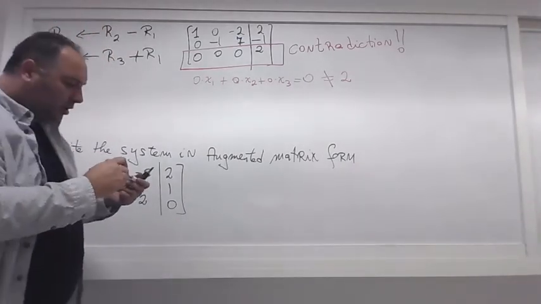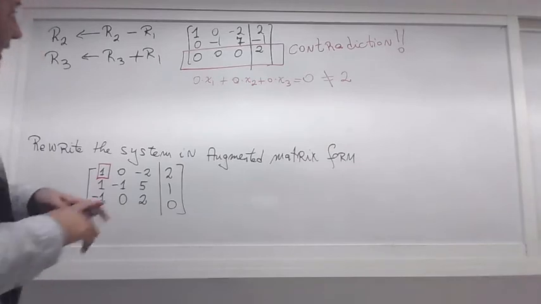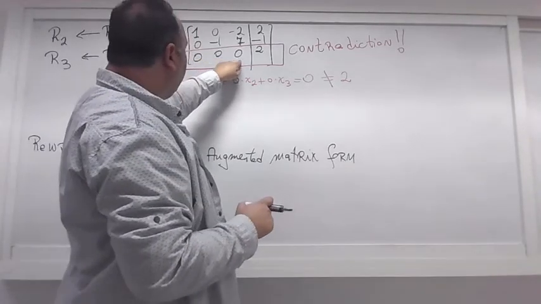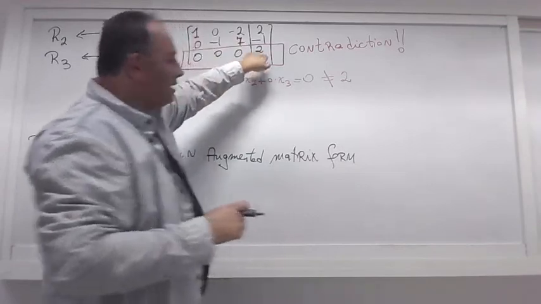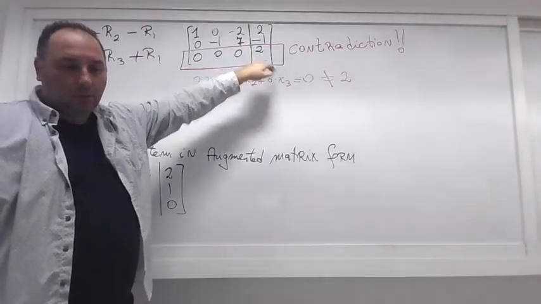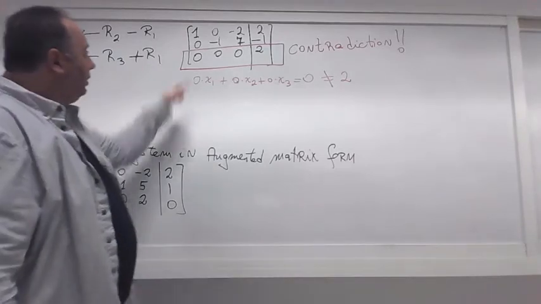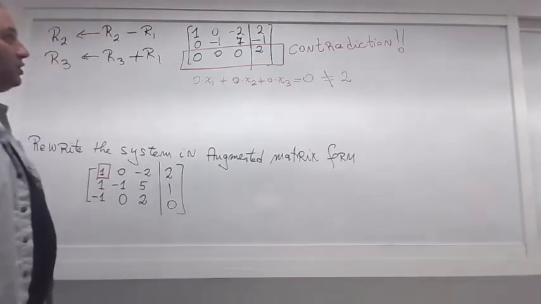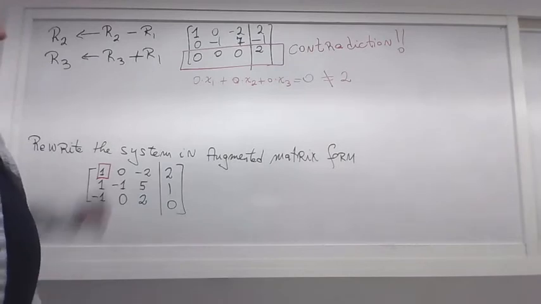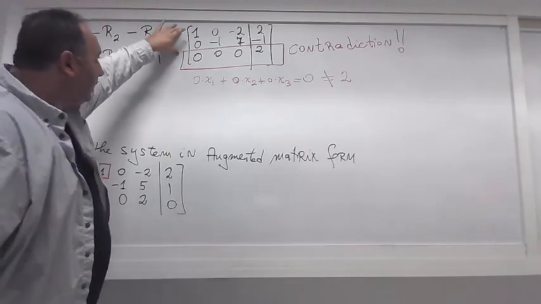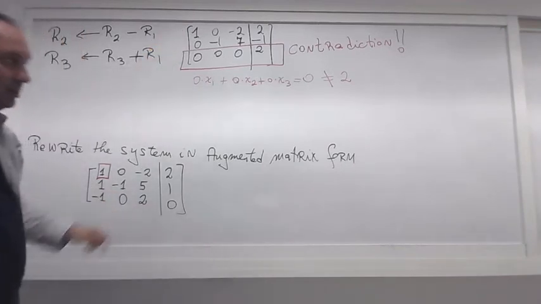So there is a contradiction in my system. It's clear from this equation. I have a row of zeros in the coefficient matrix, slash, and then something that is different from 0. Well, sorry, but this is not true. So if it's not true, there's a contradiction. If there's a contradiction, this system doesn't have a solution. If this system doesn't have a solution, then the original system doesn't have a solution.